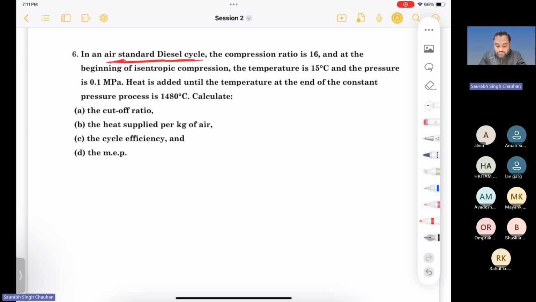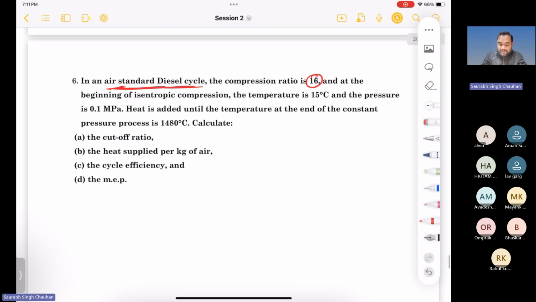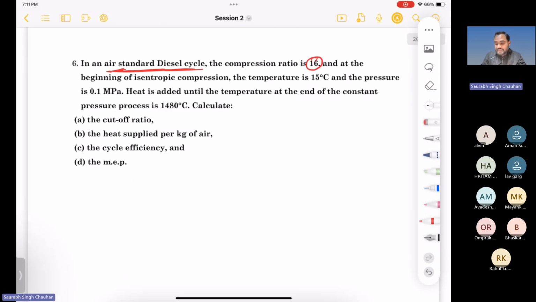So this is a diesel cycle and the compression ratio is 16. Can you please tell, in the previous question, the compression ratio was 8, so which type of engine should it be based on the compression ratio? SI, right? In SI engines compression ratios are usually small. Here the compression ratio is 16, which is a typical value for diesel engines, 16, 17 in that range.